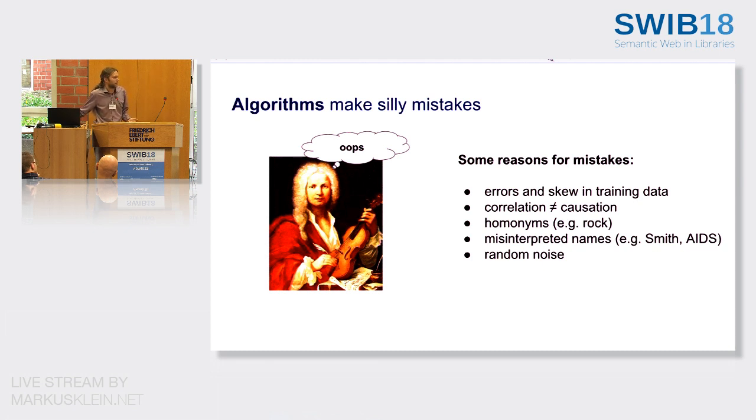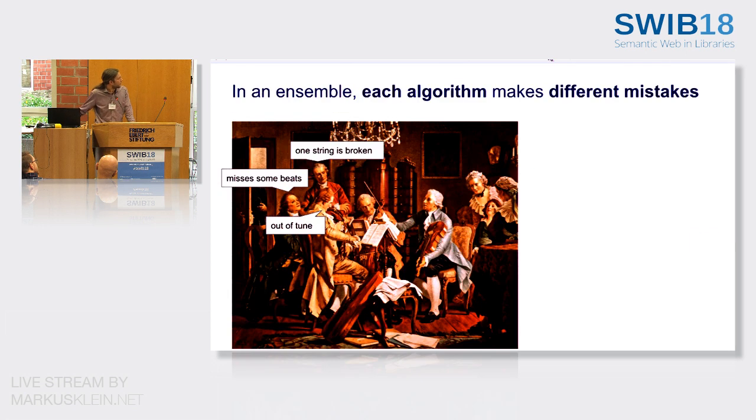Then there are problems with homonyms, like rock can mean either stone or a kind of music. Or you have names in text that can be interpreted as concepts or words. Or then, of course, there's just random noise, especially in machine learning. But when you have an ensemble of different kinds of algorithms, what happens usually is that the algorithms will make different kinds of mistakes.